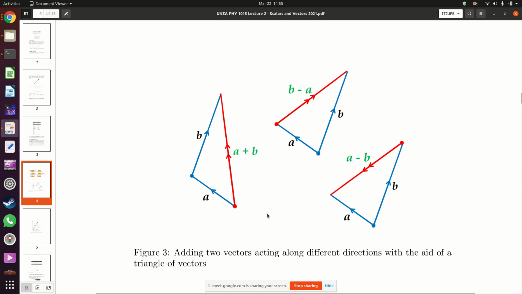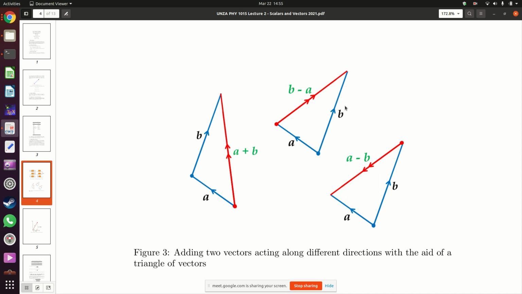Next, if I come to this diagram here, you notice one thing. The vectors A and B, their size and the direction in which they are pointing, do not change. However, we can shift them to different positions around this page on the screen.